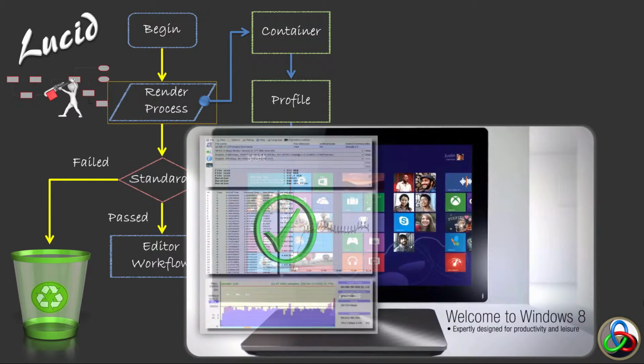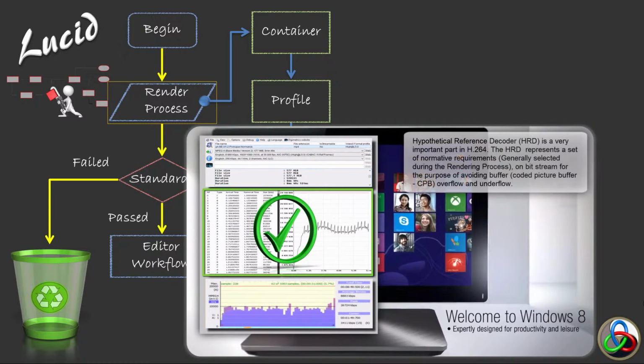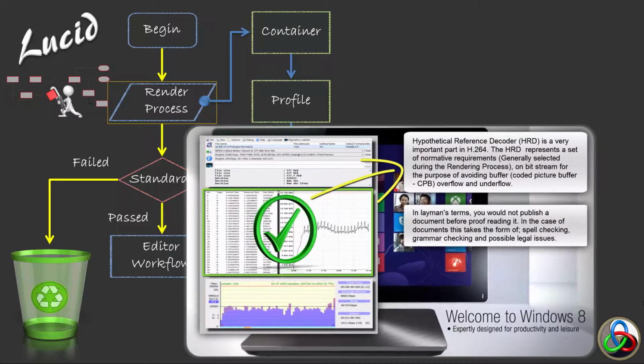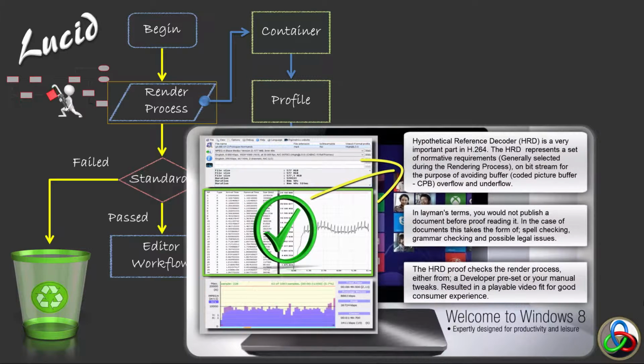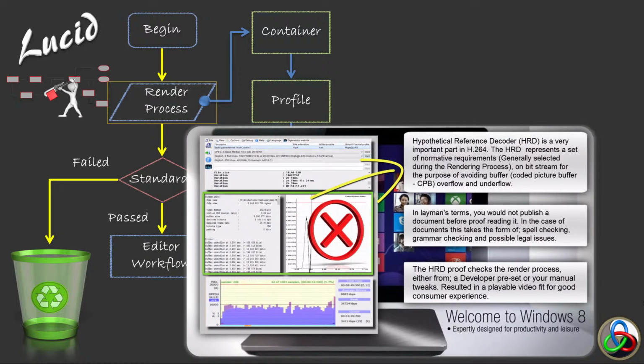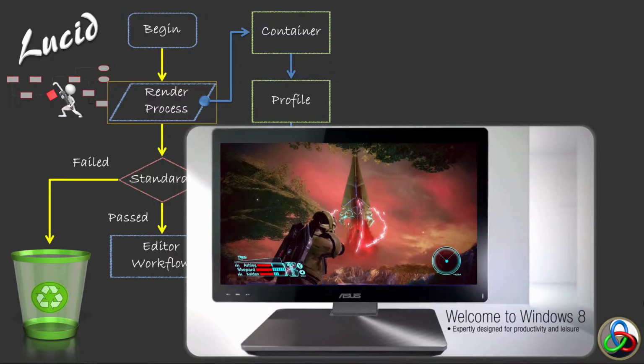Now this requirement, you may not know the subject. This is called HRD, or Hypothetical Reference Decoder. That is the technical term, but in layman's term, would you ever publish a document or a book without someone proofreading it first? The equivalent of proofreading a document in video terms is this HRD, and it ensures that the buffers do not overflow or underflow during the encoding process, so therefore checking that it's okay for playback.